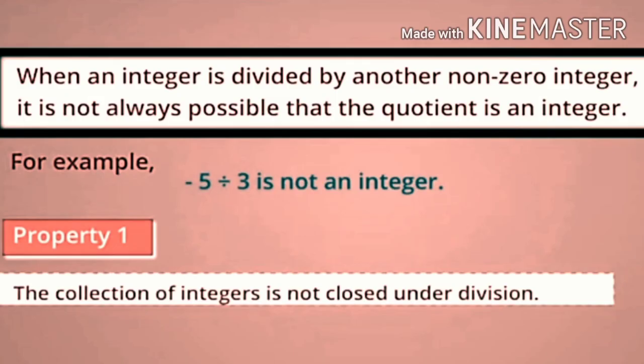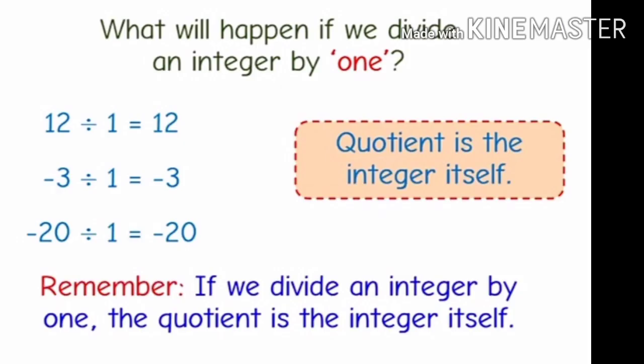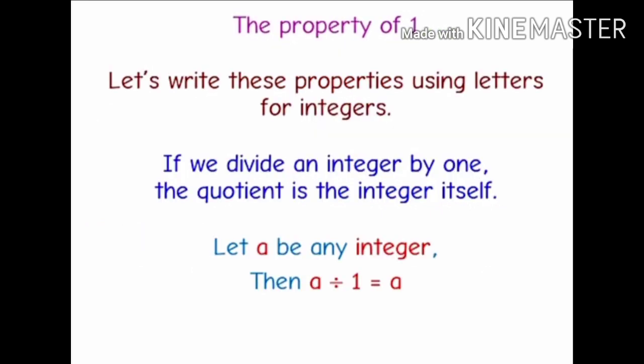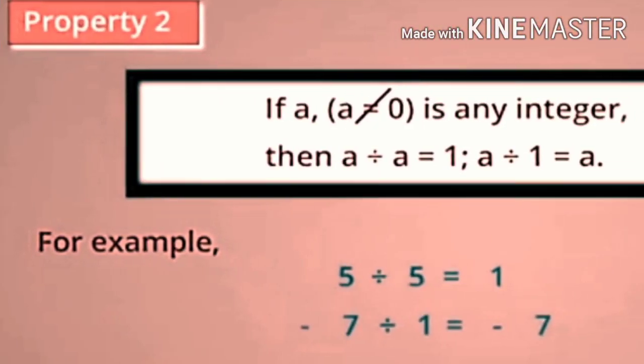So the first property tells us that the closure property is not followed under division. When an integer is divided by another non-zero integer, the quotient cannot always be an integer. Okay. Now, when an integer is divided by 1, what happens? The quotient is the integer itself. For example, 12 divided by 1 is 12, minus 3 divided by 1 is minus 3. Whatever number is divided by 1, we get that integer only. So when we divide an integer by 1, the quotient is always an integer. Okay. So this is the property of 1, which is our second property.